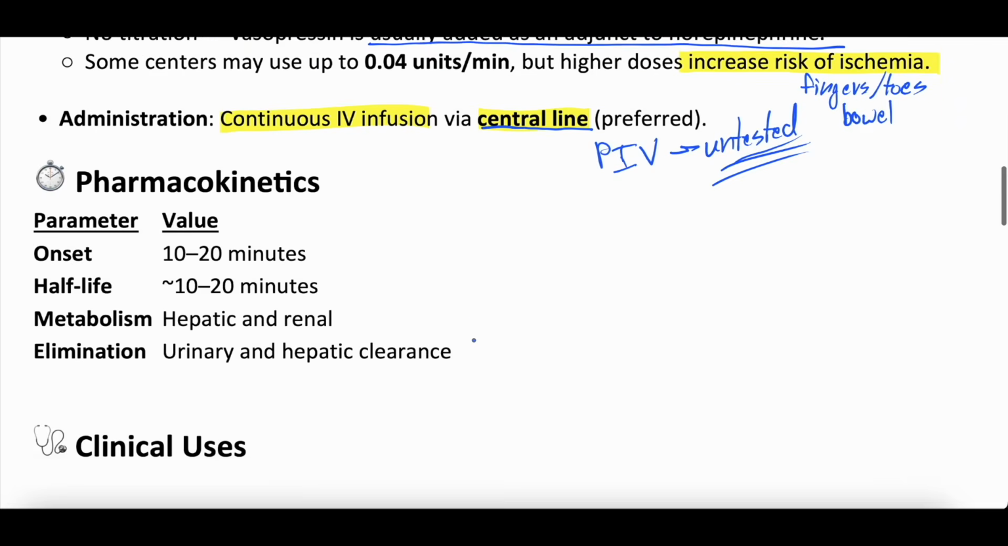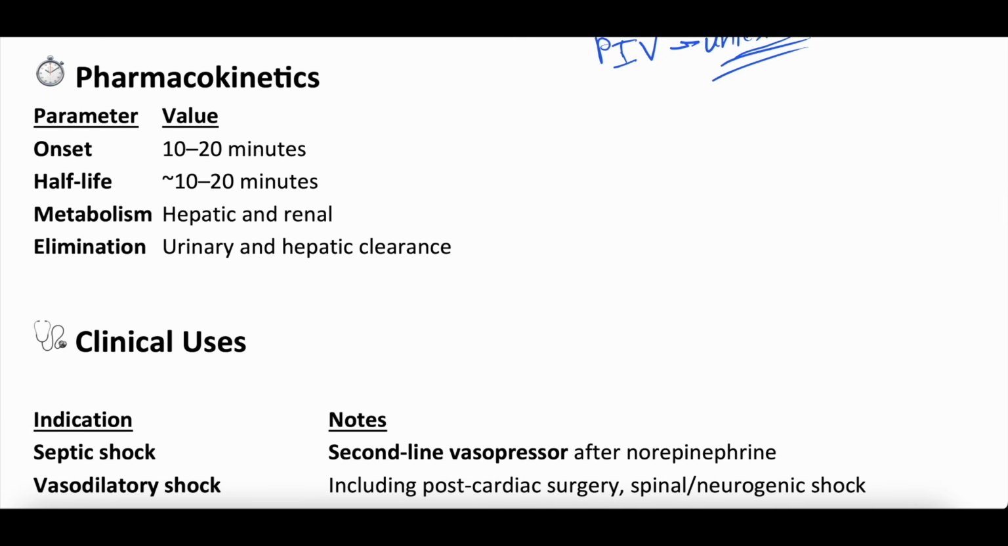Okay, pharmacokinetics. So the onset for vasopressin is actually a little bit interesting. The onset, it takes about 10 to 20 minutes before it kicks in. Certainly, that's when it kind of gets to its peak. It might kick in faster than that, but you really do have to wait 10 to 20 minutes before you see the full effect of vasopressin, how much it's going to help or not help the blood pressure. And then the half-life is 10 to 20 minutes, so after you turn it off, it'll still stick around for another 10, 20 plus minutes, right?